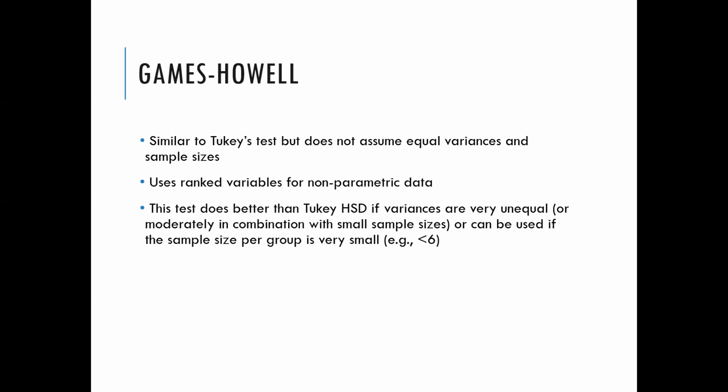There's also Games-Howell, and that's similar to Tukey's test, but it does not assume equal variances and sample sizes. It uses ranked variables for non-parametric data, and that's also a common theme. When we have non-parametric data, we usually use some form of ranking the scores first and then making comparisons. This test does do better than Tukey's test if the variances are unequal, or if there's a combination of moderately unequal variances with small sample sizes, or if we have very, very small sample sizes within each group, or fewer than 6 people.